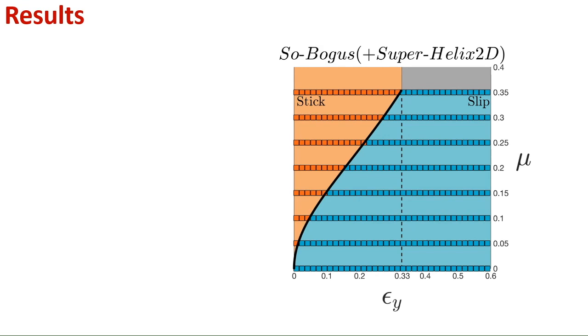Both Sobogus and Abaqus passed the test. Sobogus is tested both coupled to a rod model with superhelix in 2D and to a plate model with ArcSim within the Argus code. On the other hand, the explicit solvers fail to capture the correct threshold and generate excessive sticking.